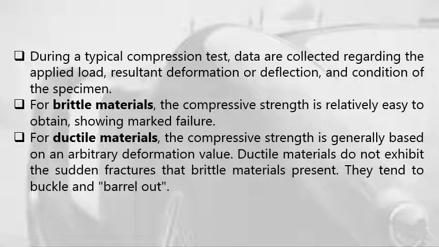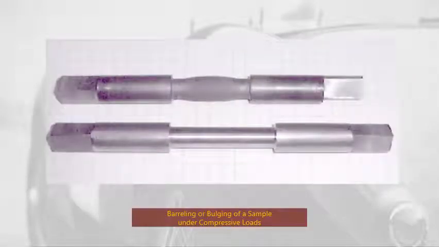For ductile materials, the compressive strength is generally based on an arbitrary deformation value. Ductile materials do not exhibit the sudden fractures that brittle materials present. They tend to buckle and barrel out. So this is what we mean by the barreling or bulging of a sample under compressive loads. So when you compress the material, it will have this barreling or bulging.